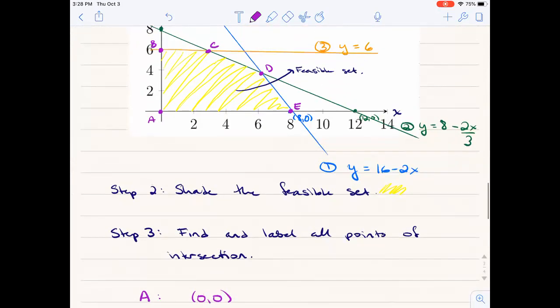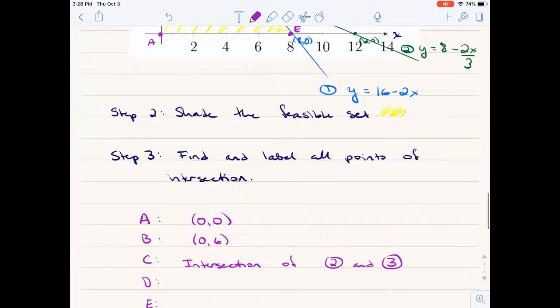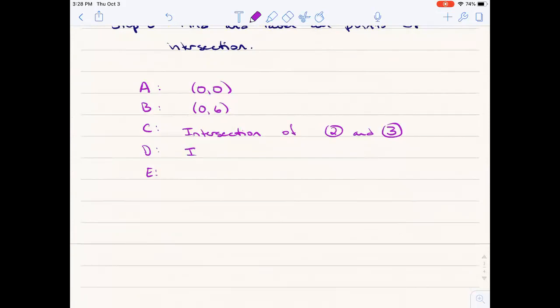How about D? D is the intersection of line 1 and line 2. So we also have to solve for that because we don't know what it is. You'll always have to use equations to solve these because we drew these lines and we can't just look and say, oh, there it is. Right? We have to use math. And so it's the intersection of line 1 and line 2.